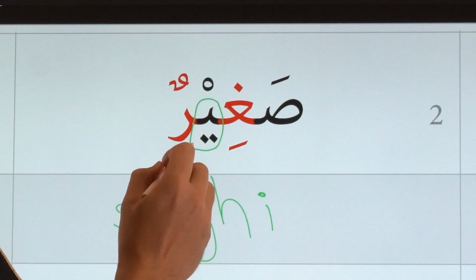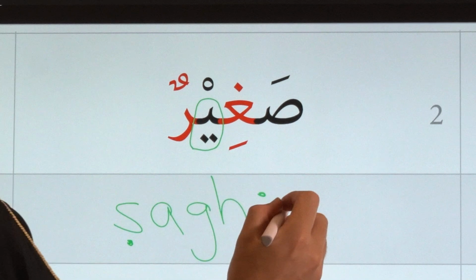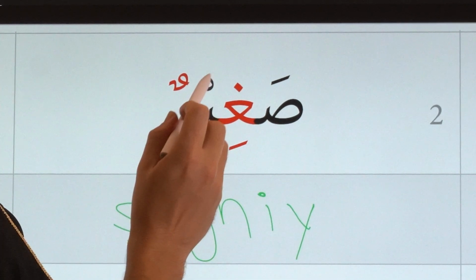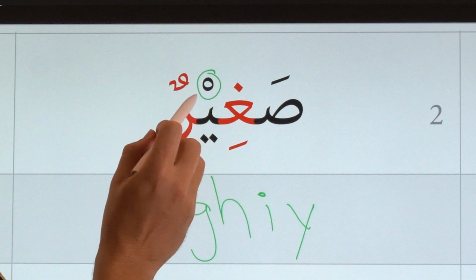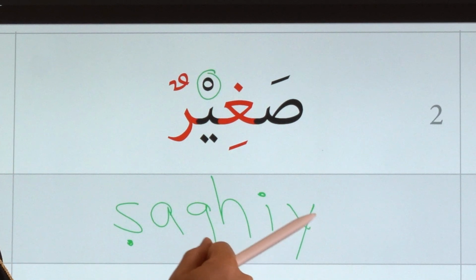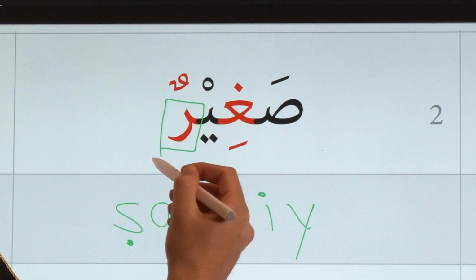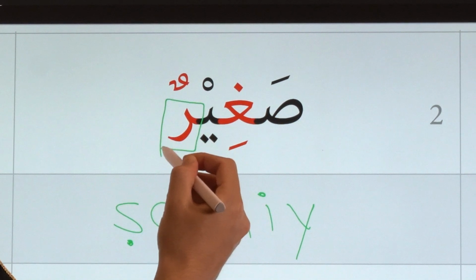Next, we see this shape here with two dots beneath, meaning this is the letter Ya. So we're going to write a Y for the letter Ya. Above the Ya, we find a Sukun, meaning the Ya has no haraka, no vowel sound coming directly after it. Finally, the last letter we see is this line that extends down to the left, which is the letter Ra.